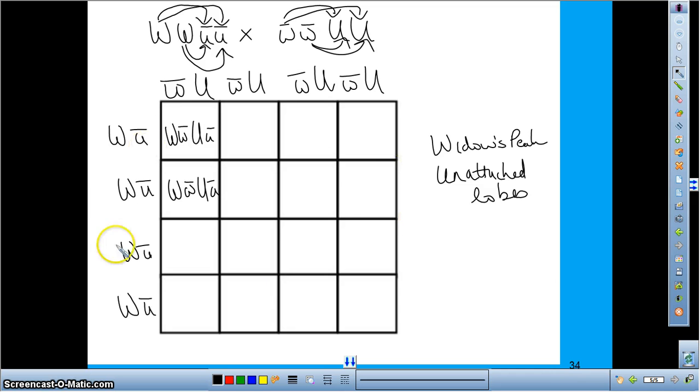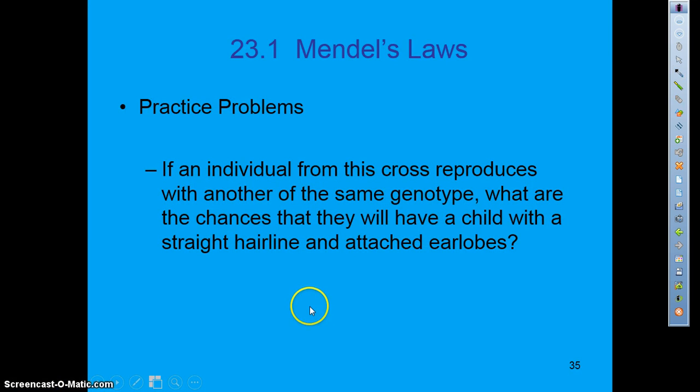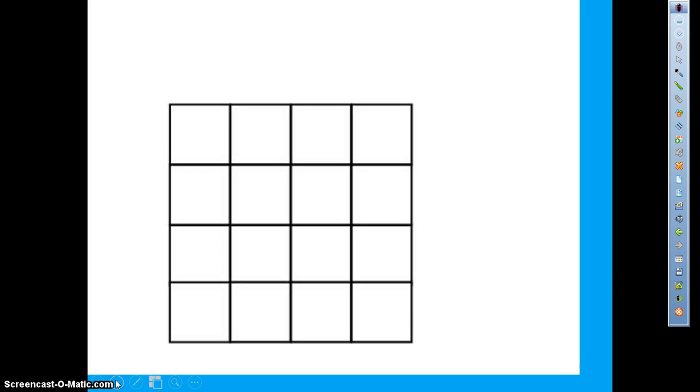So if I were going to do this dihybrid cross, and I would fill this out, and then I would say the genotype is big W, little w, big U, little u, 100%. And I would say the phenotype is widow's peak, unattached earlobes, 100%. So the practice problem says, if an individual from this cross reproduces with another of the same type, what are the chances they will have a child with straight hairline and attached earlobes? And the answer is 1 out of 16.